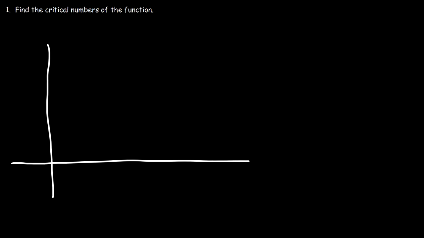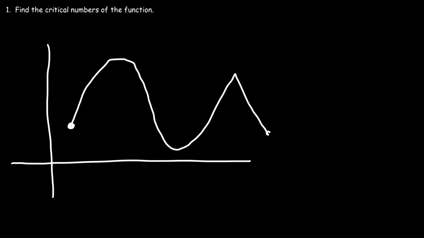In this video, we're going to focus on finding the critical numbers of a function. So what are critical numbers? Well, let me give you a visual illustration. Let's say we have this function f, and it looks like this. Let's call these points A, B, C, D, and E.